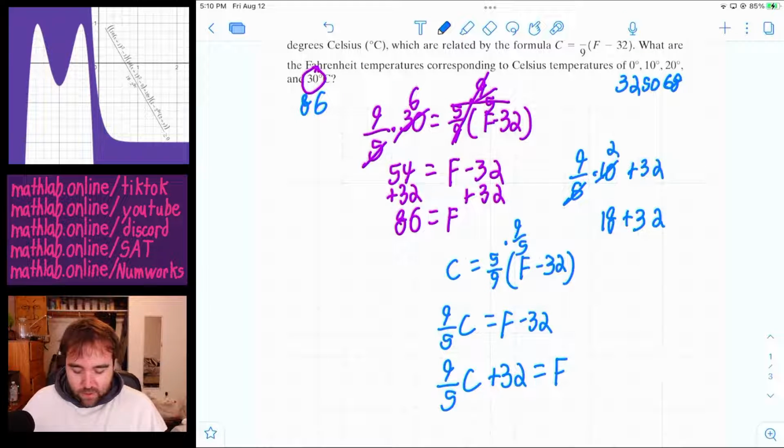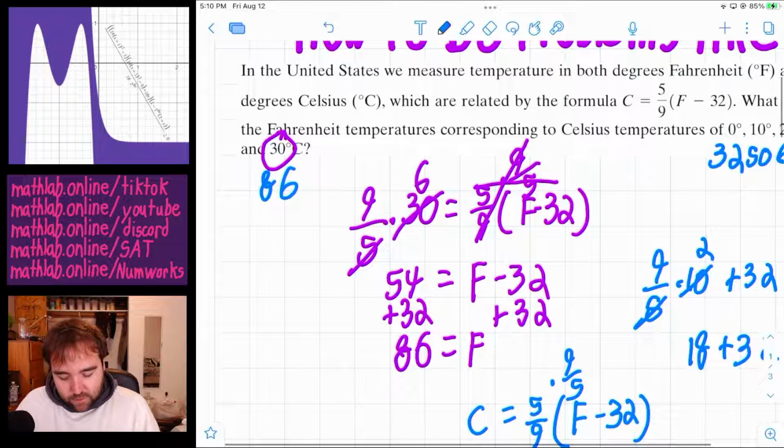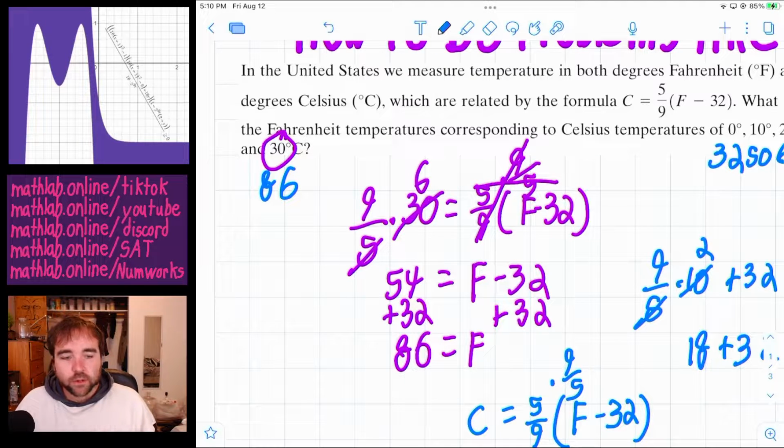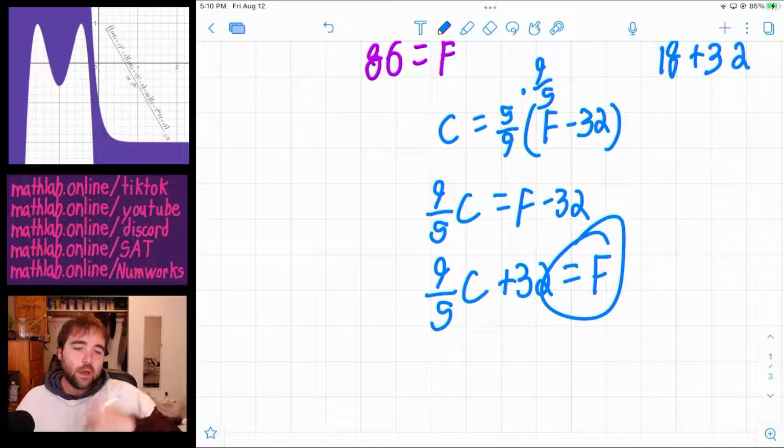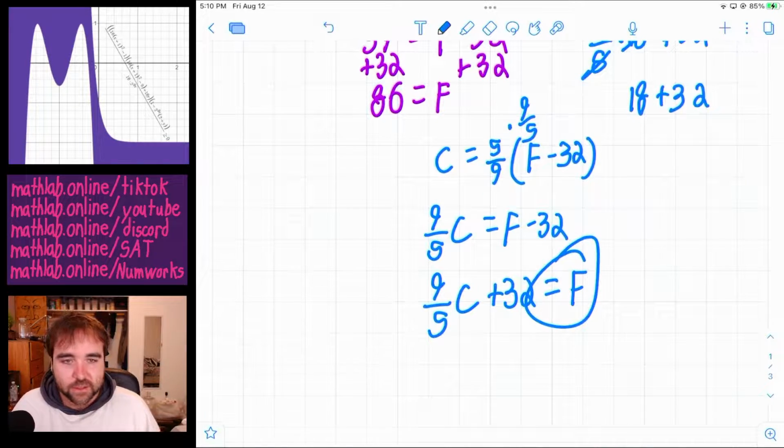And what was this answer? 86? So notice how that made life easier. Instead of plugging in the number first and then solving for what we wanted to solve for, we could solve for what we wanted to solve for first and then plug in all our numbers. And that just kind of made it quicker.